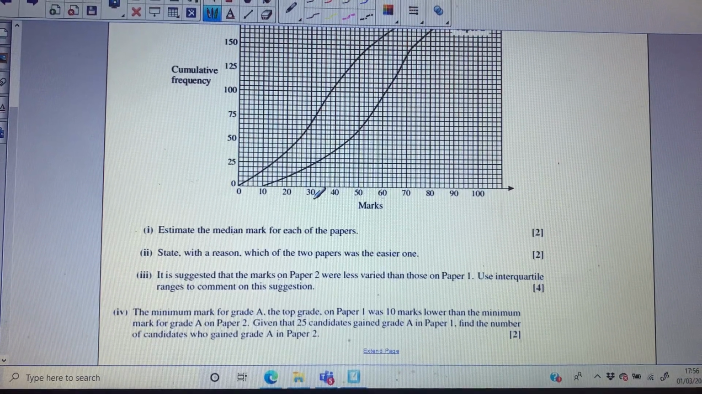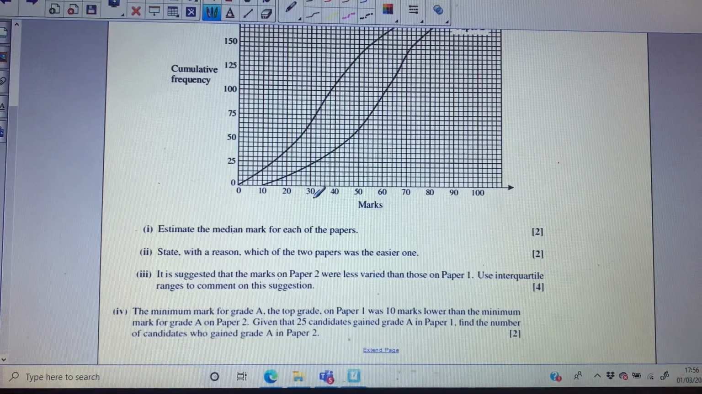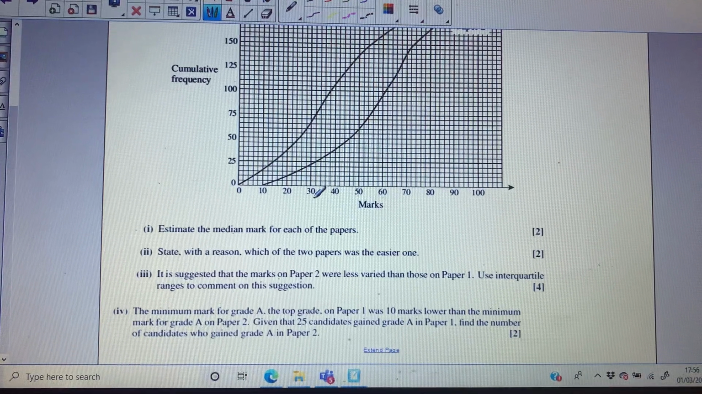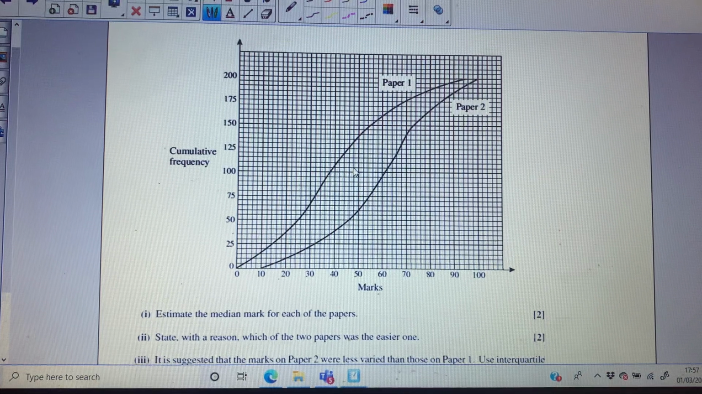Right, part 4. The minimum mark for grade A, the top grade on paper 1, was 10 marks lower than the minimum mark for an A on paper 2. Given that 25 candidates gained an A in paper 1, let's go to paper 1. We know that there's 200 candidates, so we would come down 25 to 175, wouldn't we? So here we are, it's just paper 1.